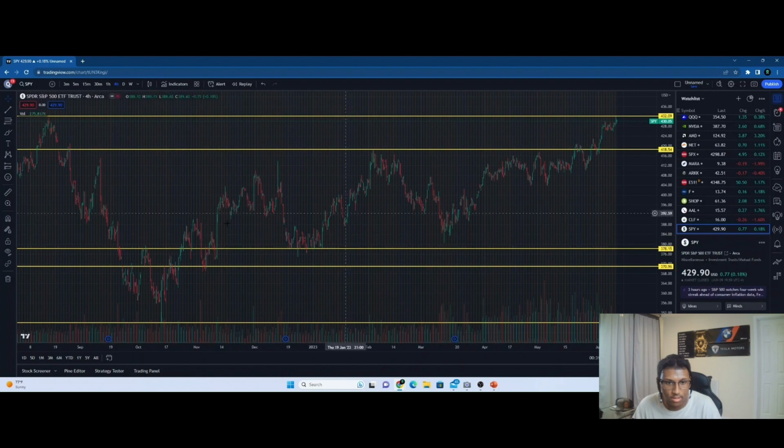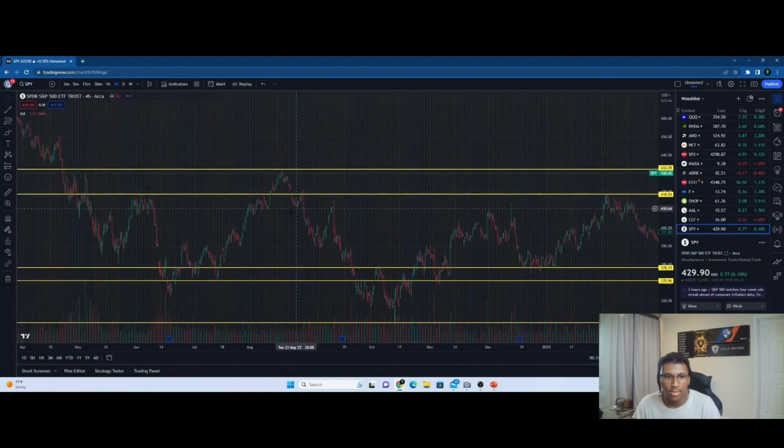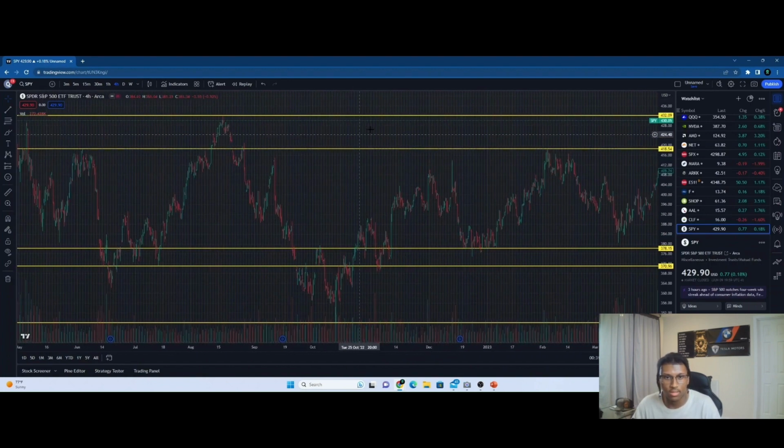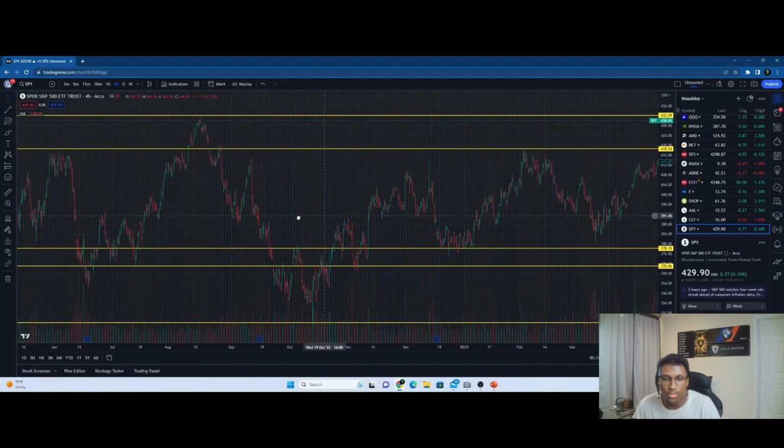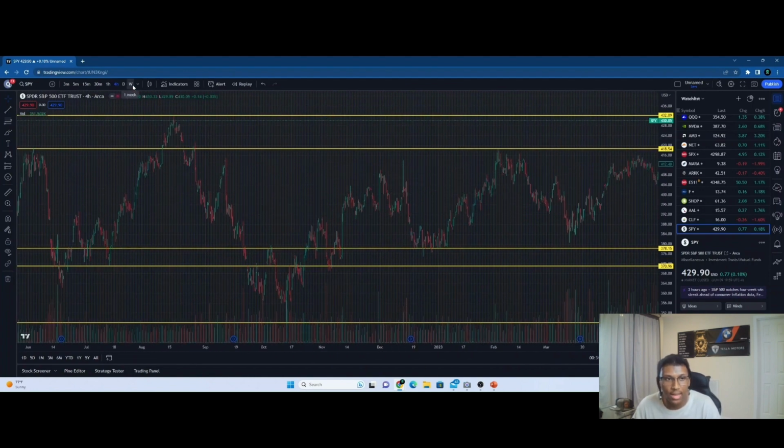Oh, look at this. There's so much confluence here. Look at all these rejections. This is a huge level. It's looking real good. Look at this, guys. So these levels remain valid no matter what time frame you are. But you always want to start big and go small.